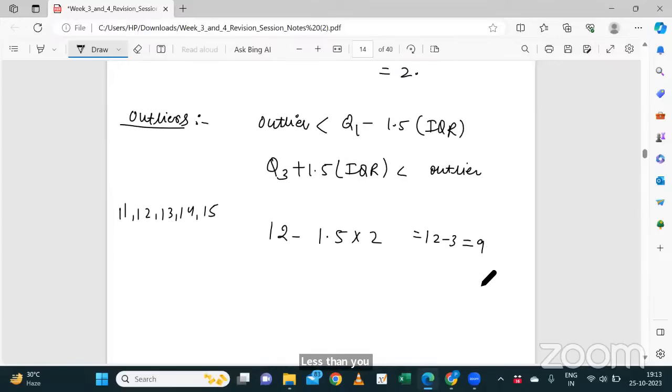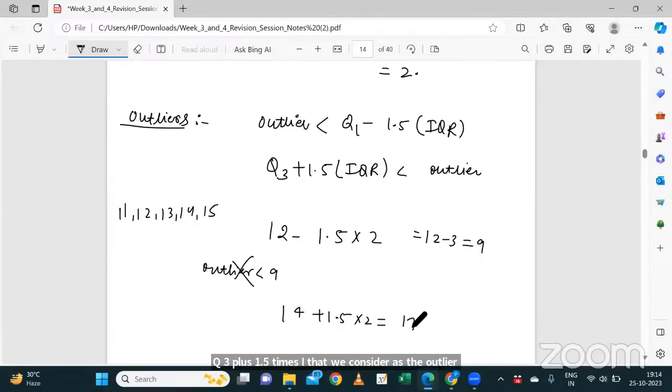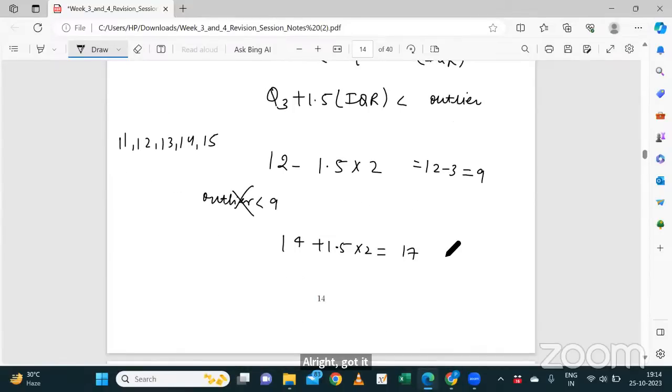Can you check, is there any observation in your data set which is less than 9? No. Now Q3 is 14 plus 1.5 times 2, which is 17. Is there any observation in your data set which is greater than 17? No. That means there is no outlier in this data set.